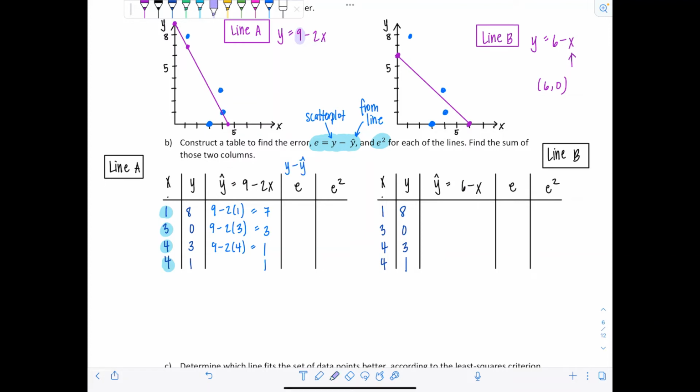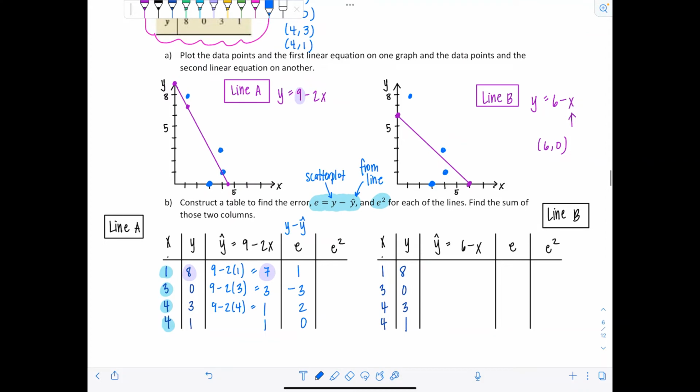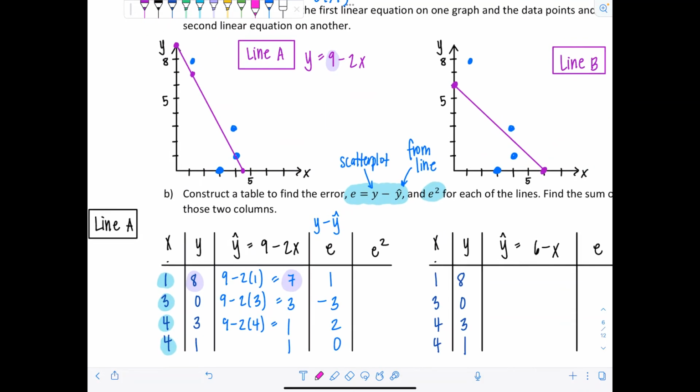So y minus y hat for this first row is 8 minus 7, that's 1. 0 minus 3, that's -3. 3 minus 1, that's 2. And then 1 minus 1 is 0. So these are all the errors. Look, you could see it here. I want it to make sense to you.